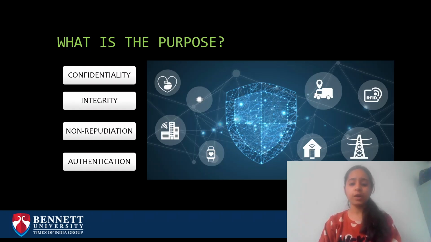Information cannot be modified in storage or transition between sender and intended receiver without the modification being detected. Non-repudiation: the creator or sender of information cannot deny his or her intention to send information at a later stage. And the last is authentication. The identities of sender and receiver are confirmed, as well as the destination and origin of information.